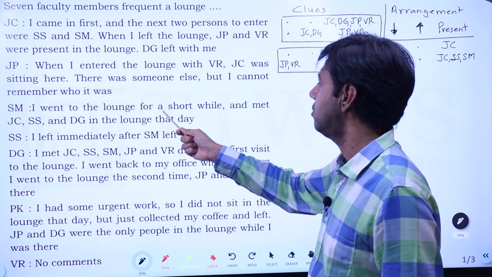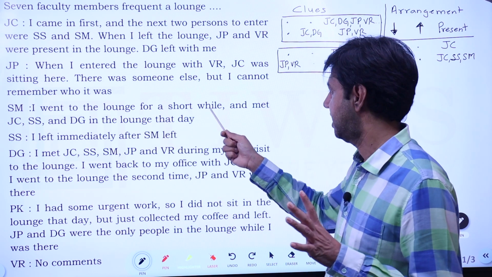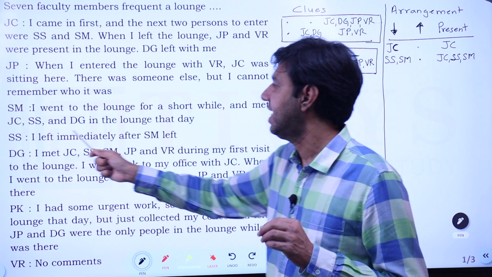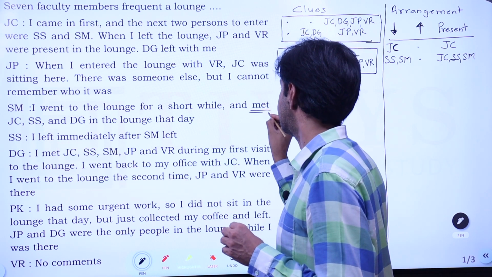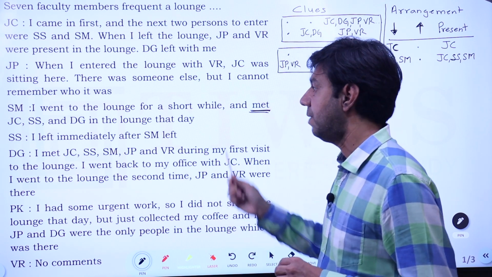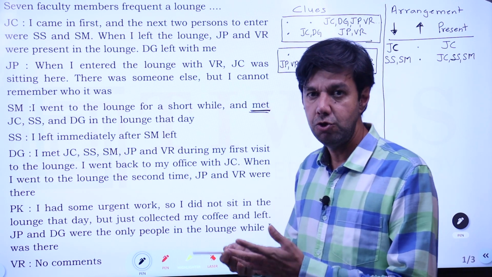Okay, now SM. I went to the lounge for a short while, not much data there, and met JC, SS and DG. Remember, this is 'met'. It doesn't say who was present when SM went to the lounge.